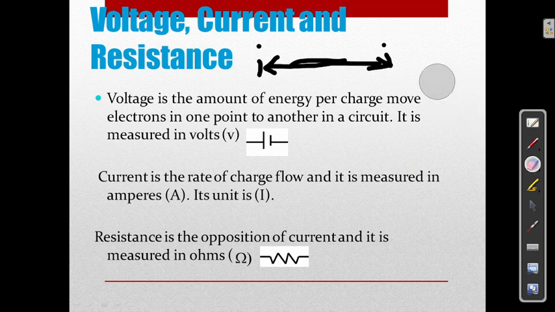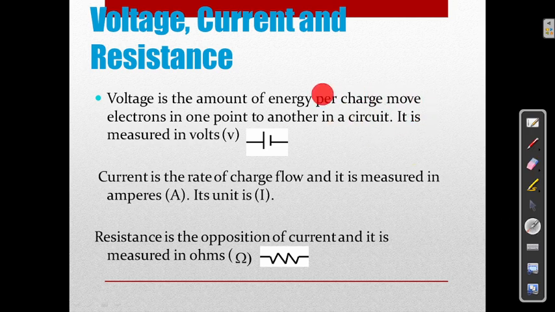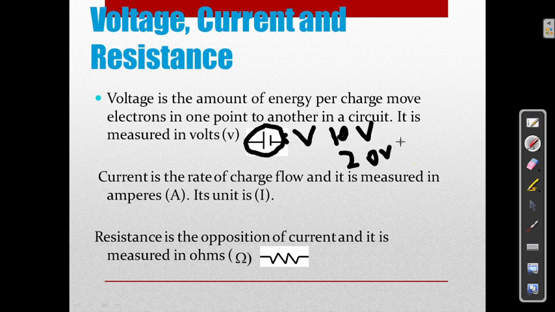That is called voltage. Otherwise, the voltage is the amount of energy per charge to move electrons from one point to another point. The measurement of this voltage will be denoted as V. Simply we can say a volt. If the circuit has 10 volts, we will put 10 V. Otherwise if it has 20 volts, we will put 20 V. Likewise we will put. And this is the symbol of that voltage.